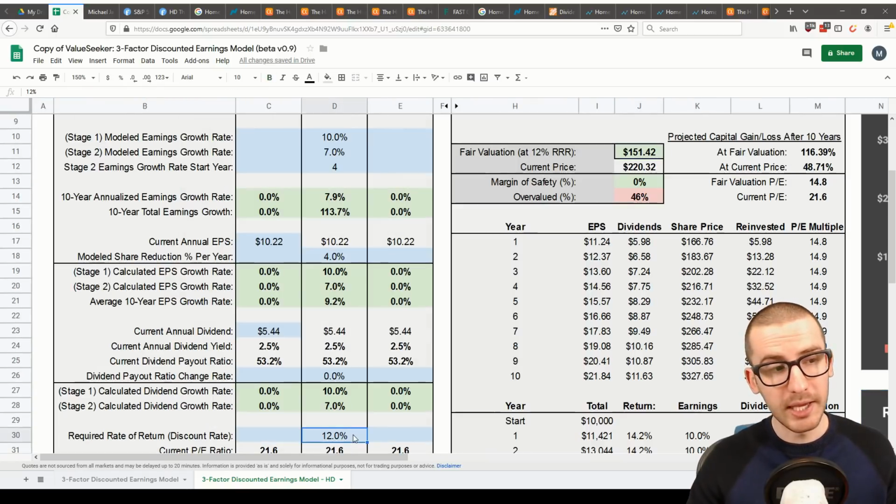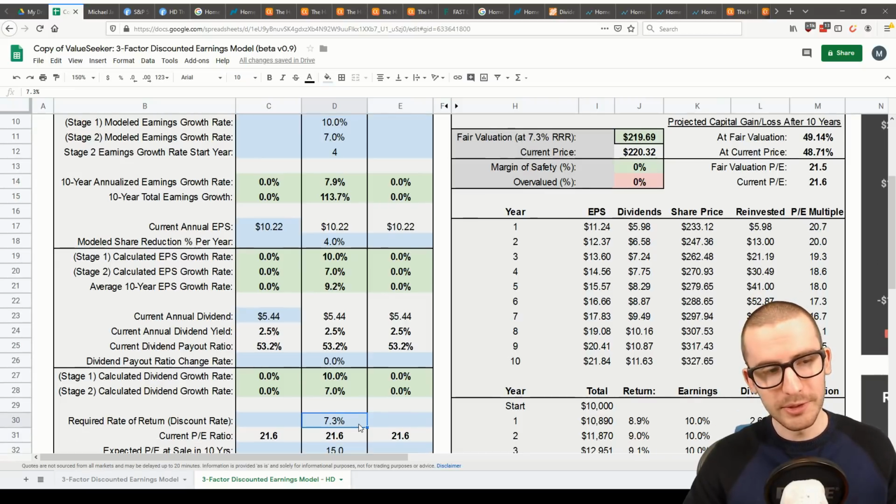Going back to our model, we can adjust the required rate of return to get an estimate of what the likely future expected return is from Home Depot at this current price by setting our discount rate so that our fair valuation matches roughly the current price of the stock. So through some trial and error, it looks like about a 7.3% annualized rate of return can be roughly expected from these price levels at around $220 per share for Home Depot.